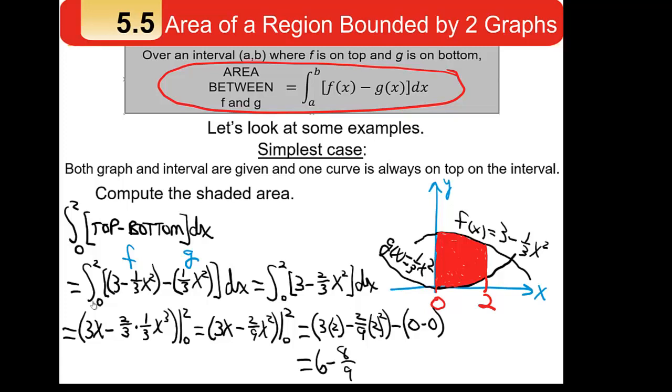Change everything to ninths. 6 is 54/9. 54/9 minus 8/9 is 46/9. And remember, when they give you these problems, unless they tell you to approximate, they're not looking for a decimal approximation. They want the exact value. Practice this a little bit and you should find it very simple.